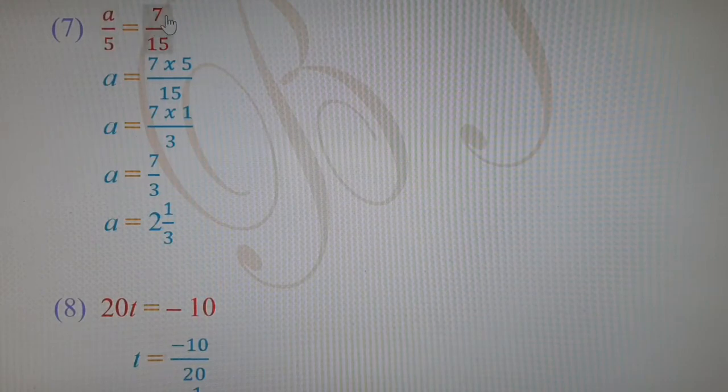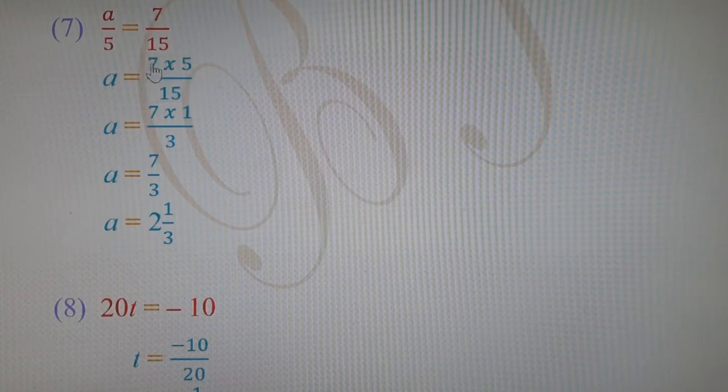In order to transfer the denominator 5 from left hand side to right hand side, we have to use the transpose rule. And in transpose rule we use the opposite rule. Divide 5 will become multiply 5, or denominator 5 will go in the numerator. So next to 7 in the numerator we write 5 and put the multiply sign between 7 and 5. Divide 5 will become multiply 5.